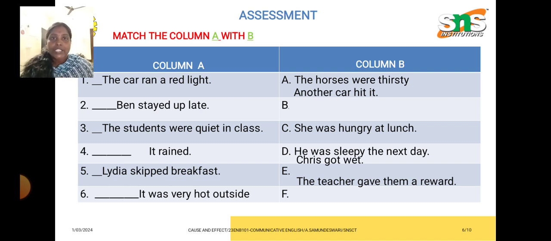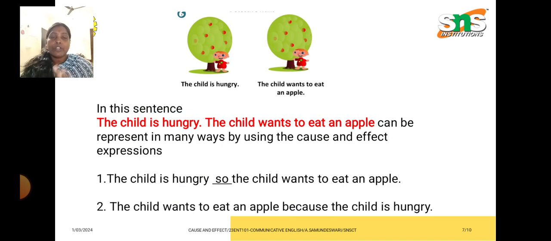So likewise you have to identify the right cause and with the support of that cause what kind of effects are made out of it. So next we are going to see another example. The child is hungry, so the child wants to eat an apple. If you want to use because, what will you say? The child wants to eat an apple because the child is hungry.